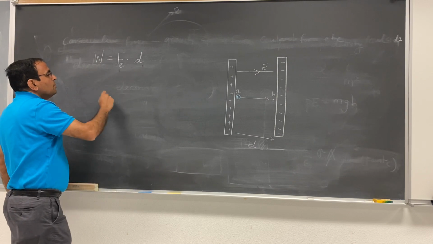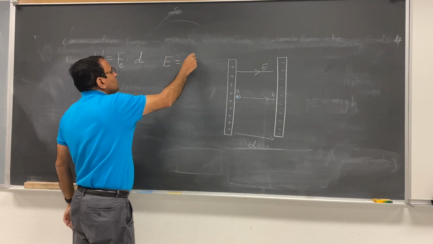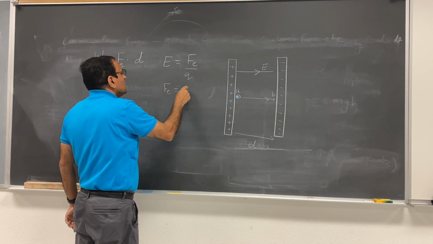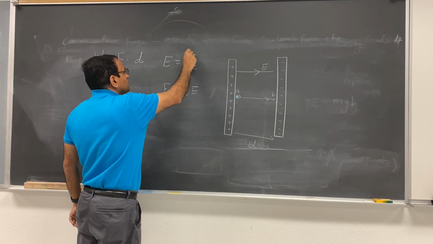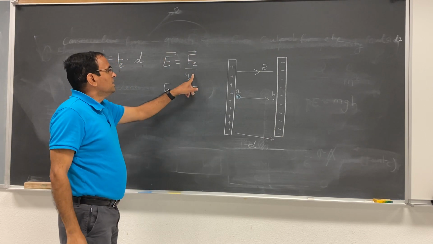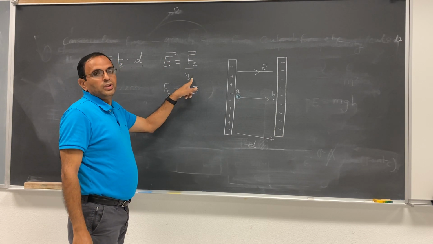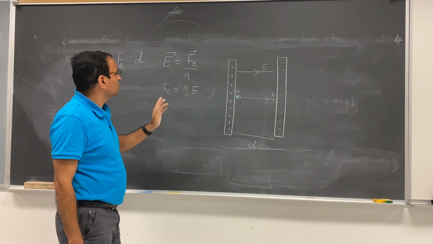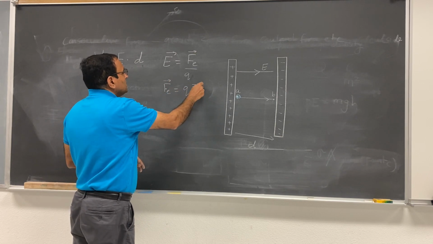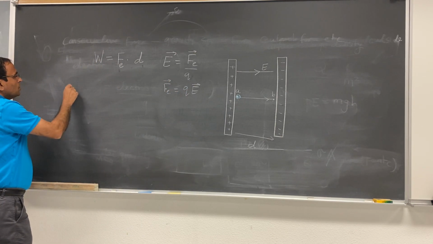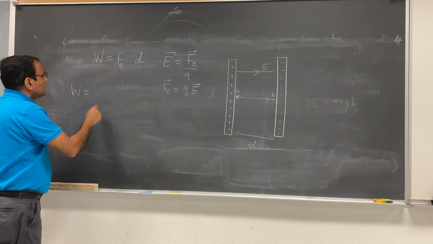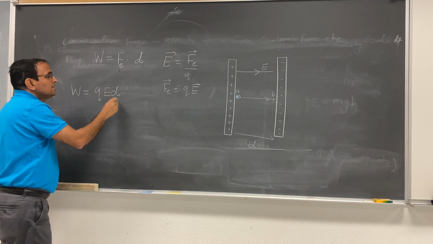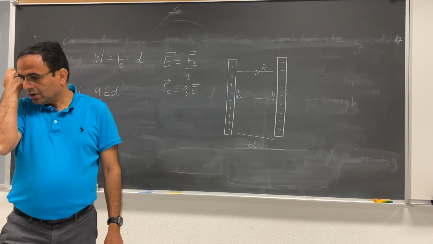But electrostatic force, look, electric field E is equal to electrostatic force divided by Q. So your electrostatic force is Q times E. In my definition I used Q0 here. You can do that, but that is just the definition. So for any charge, the electrostatic force is this. So your work done is equal to QED. This is the work done.